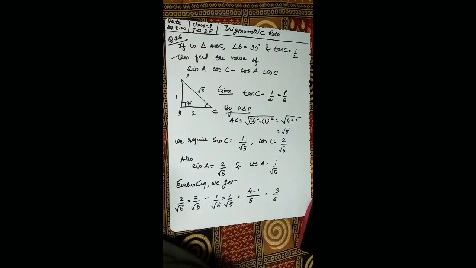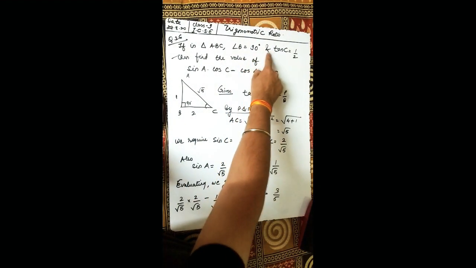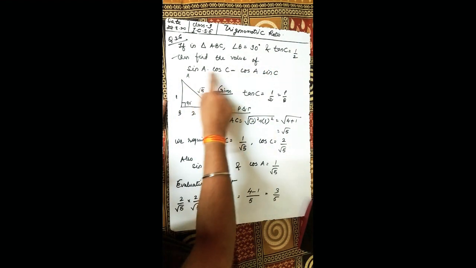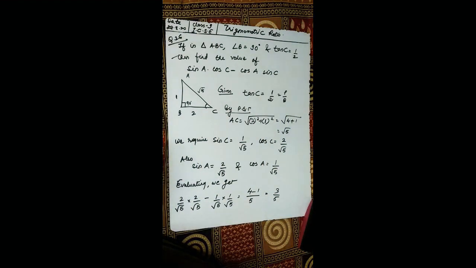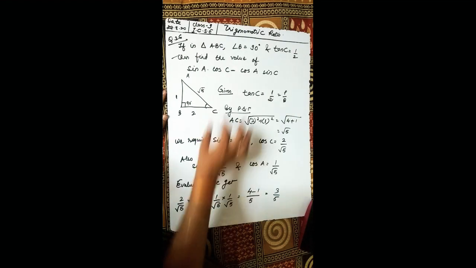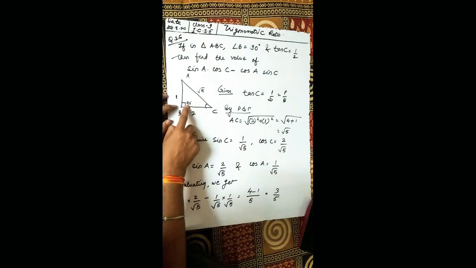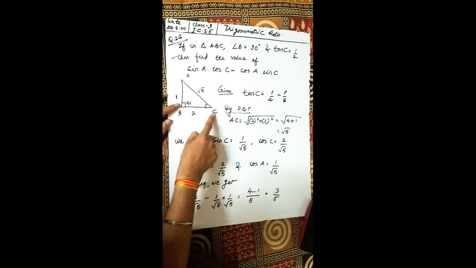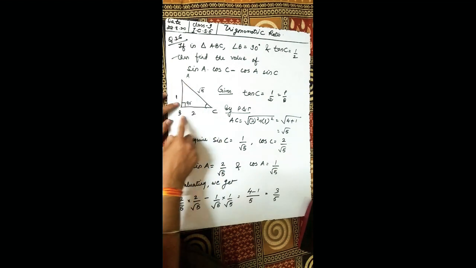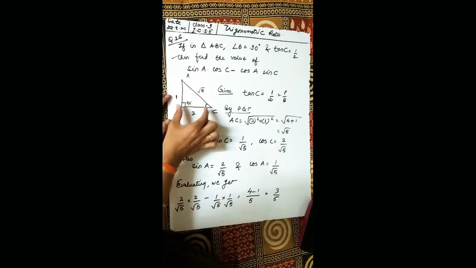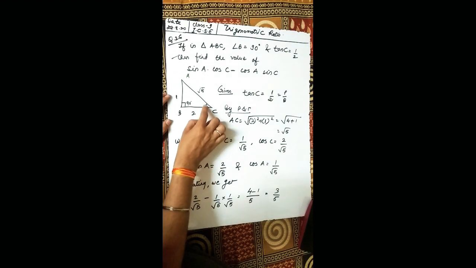If in triangle ABC, angle B is equal to 90 degree and tan C is equal to 1 upon 2, then find the value of sin A cos C minus cos A sin C. So let us find all these things. So we are given with tan C is equal to 1 upon 2. So at B it is 90 degree, C we are taking here and A this side. So A, B, C. Tan C is given as perpendicular upon base, 1 upon 2. Because theta is here at C, so this will be the perpendicular and this will be the base.